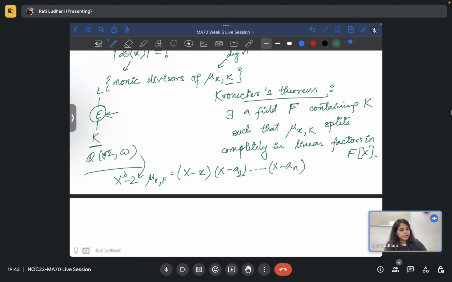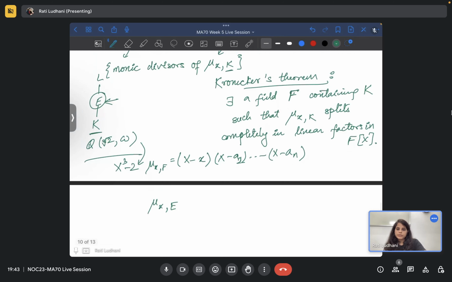Now what you need to find, you need to find other monic minimal polynomials of some other fields. So basically you need the divisors of mu x comma f, mu x comma k. Also one more thing you need, divisors of mu x comma k. That's okay.